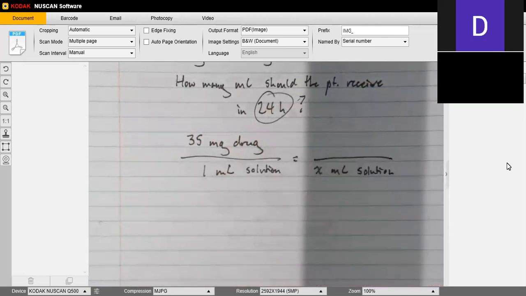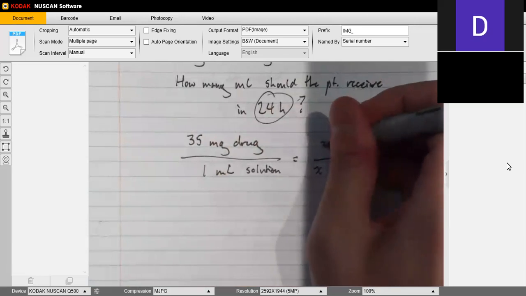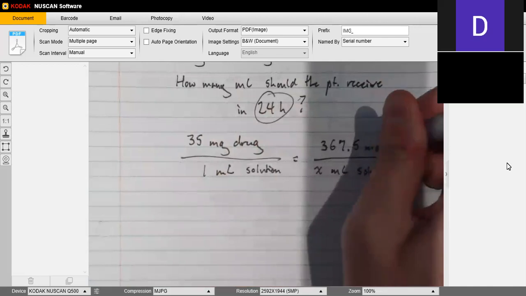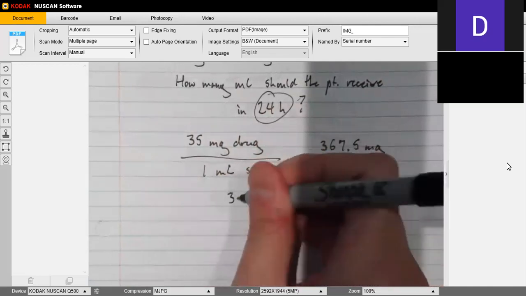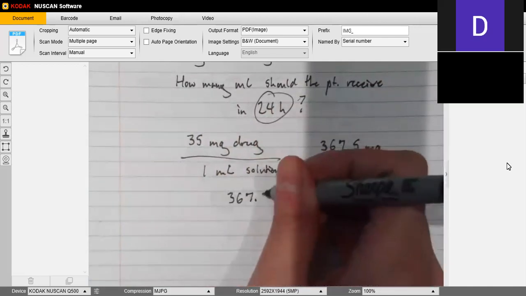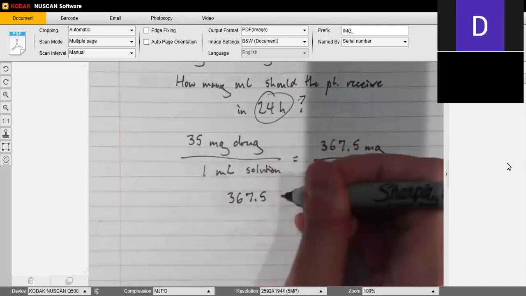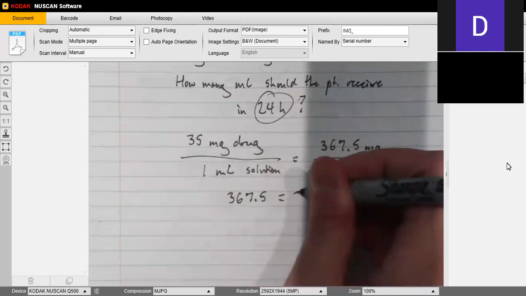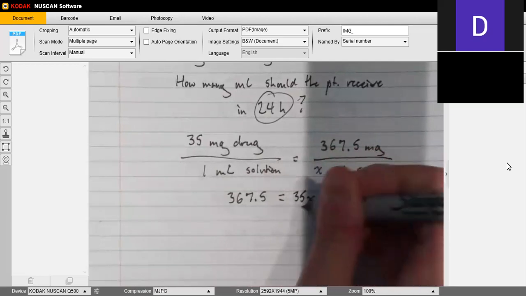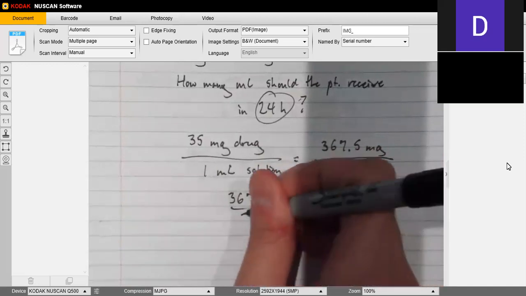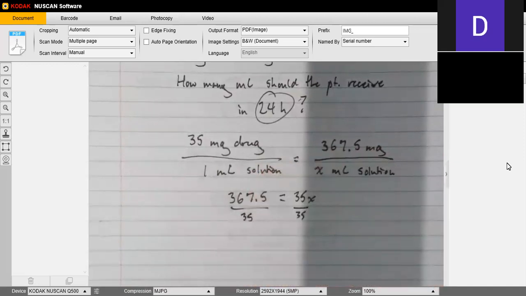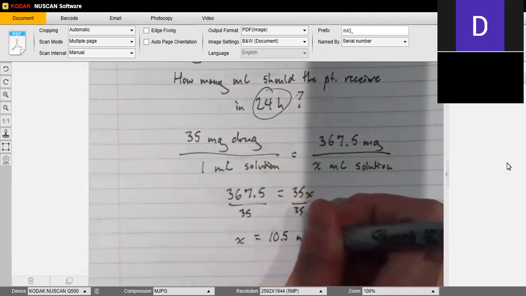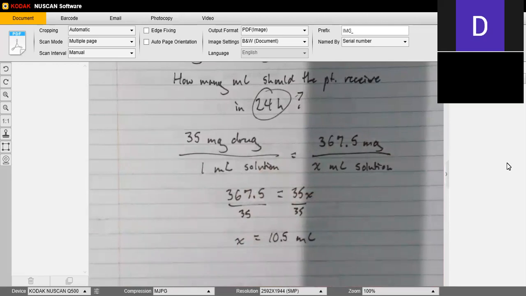So all we have to do is figure out X milliliters of solution, because that's what we want to find. X milliliters of solution would be used to get a dose of 367.5 milligrams. So cross multiply like always. 367.5 times 1 is 367.5 again. And 35x, you divide that by 35. You end up getting X equals 10.5 milliliters. Well, then we're done, right?